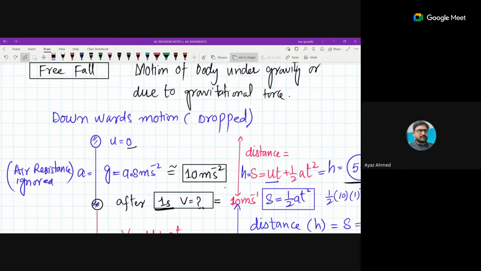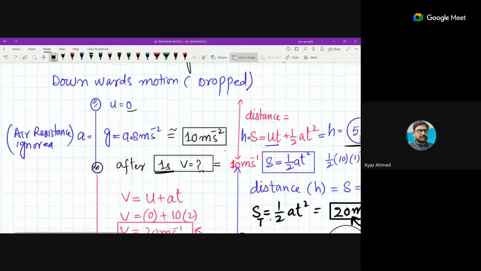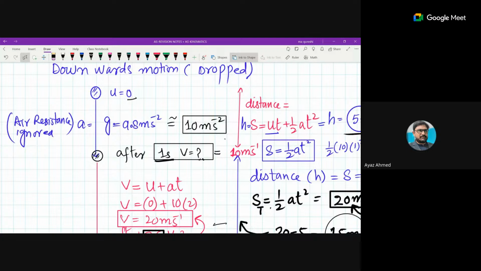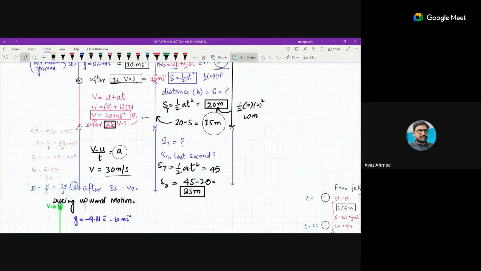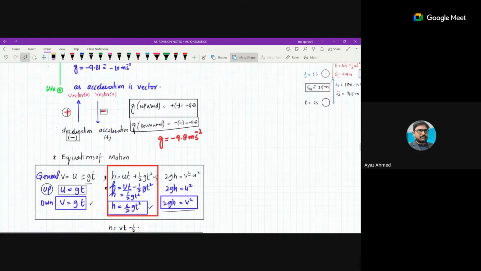Then second thing, you have to check whether the body is moving upward or downward. If the body is being dropped, if you have this word in your description, it means in all these cases the initial velocity will be zero. And if a body is thrown upward, definitely, without throwing, you cannot send a body upward, so in that case your final velocity will go to zero. Is this all clear?